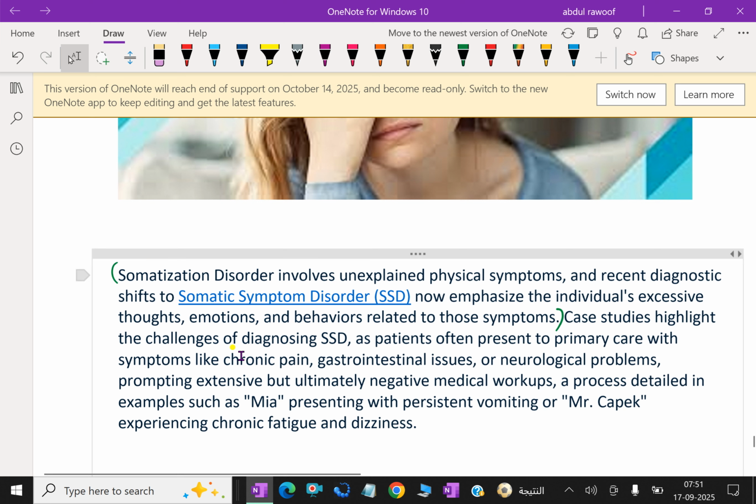Case studies highlight the challenges of diagnosing SSD, as patients often present to primary care with symptoms like chronic pain, gastrointestinal issues, or neurological problems, prompting extensive but ultimately negative medical workups, a process detailed in examples such as Mia presenting with persistent vomiting or Mr. Capek experiencing chronic fatigue and dizziness.